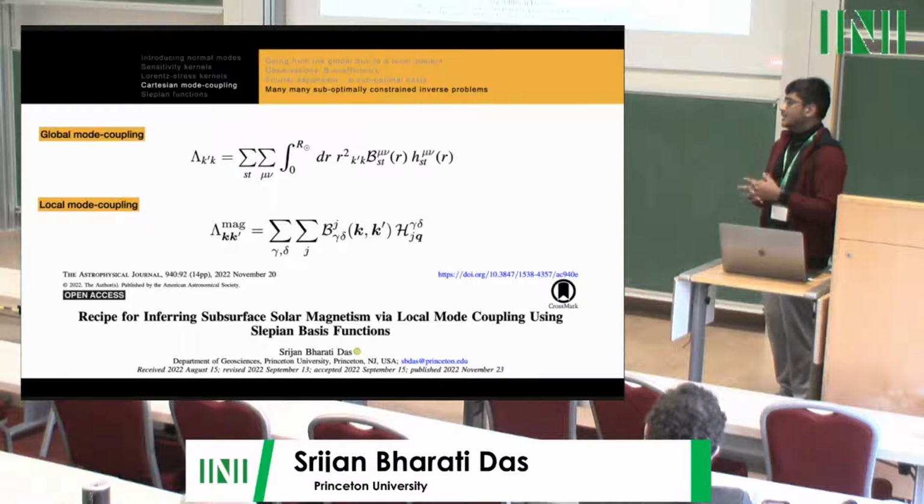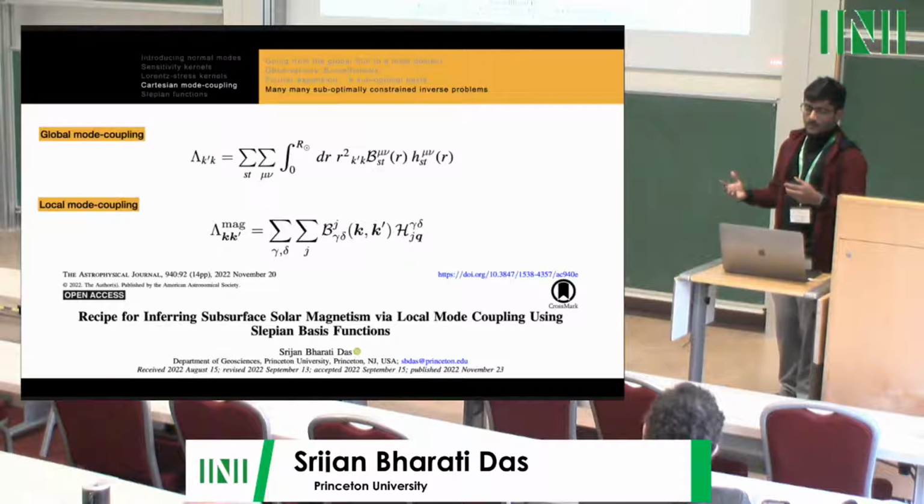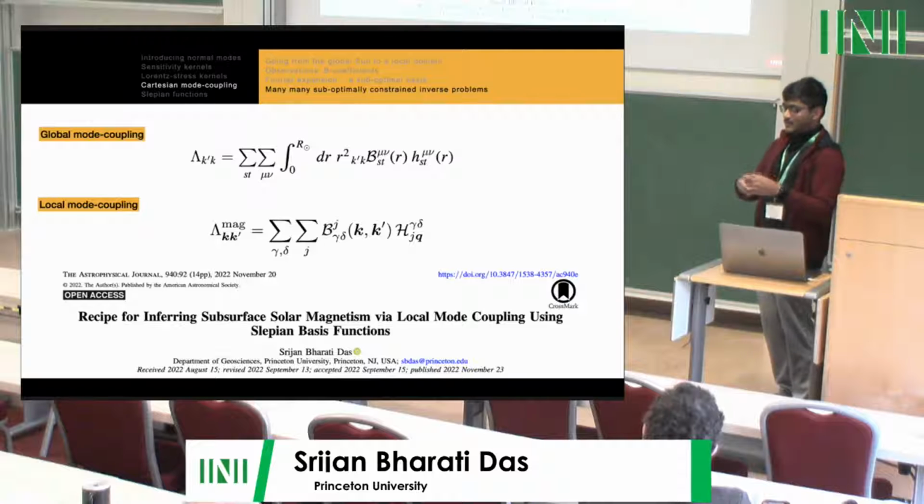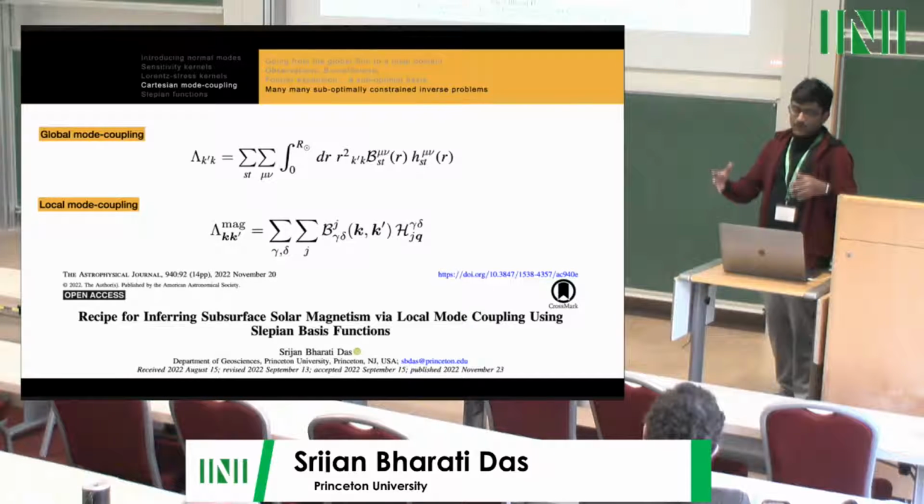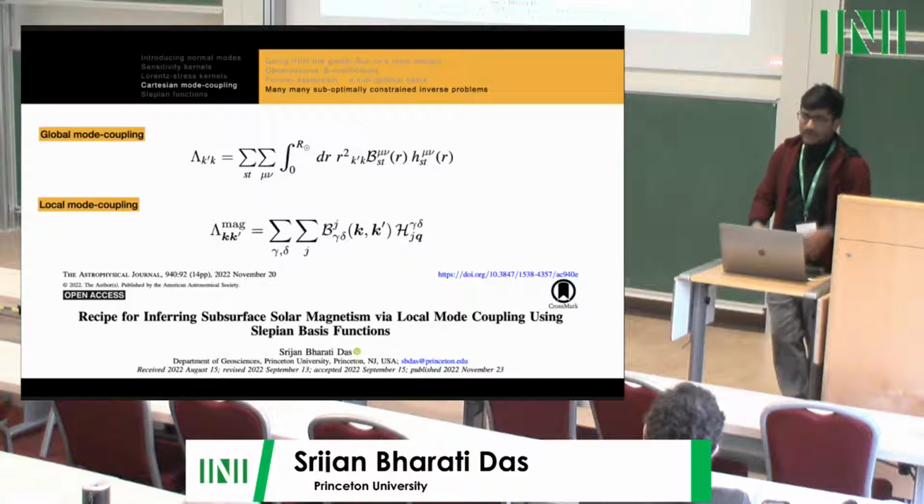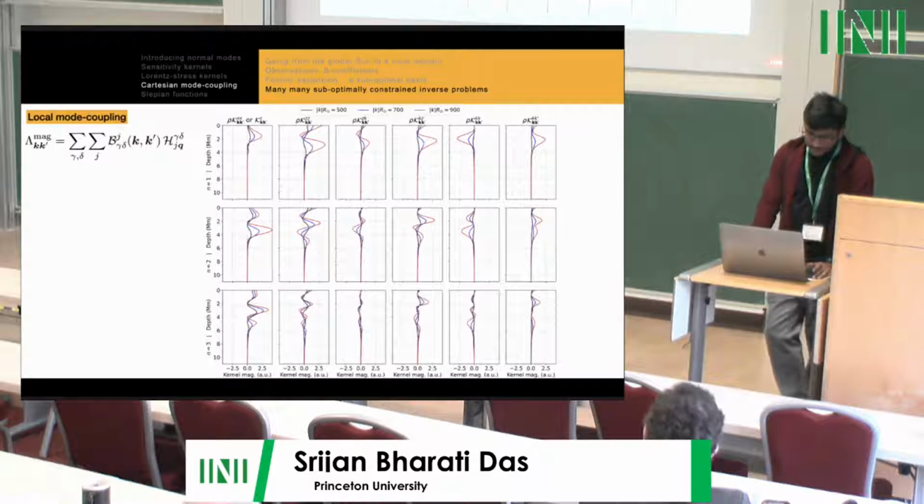So let's say there are 1 million data points available to you, and you want to invert for wave numbers of the order of 1,000, which are all these plane waves coming from all directions. For each of them, you would need 1,000 data points. So it's severely under-constrained in terms of what is already available to you.